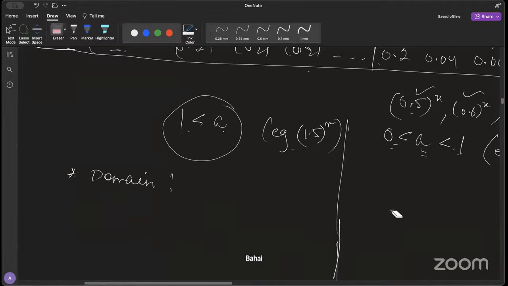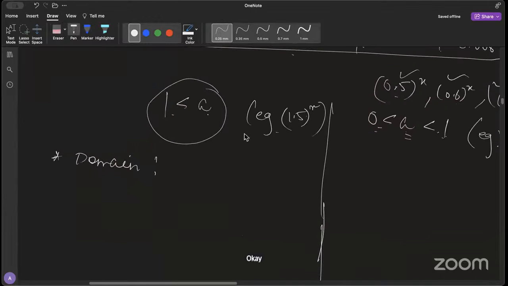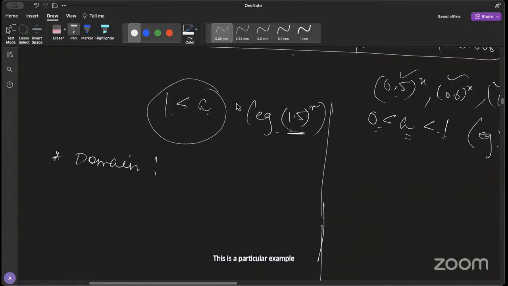So let's come to the domain of this function. Let's say you have the function A to the power x, or 1.5 to the power x in particular. This is a particular example. In general, it's A to the power x. What's the domain of this, even when A is greater than 1?